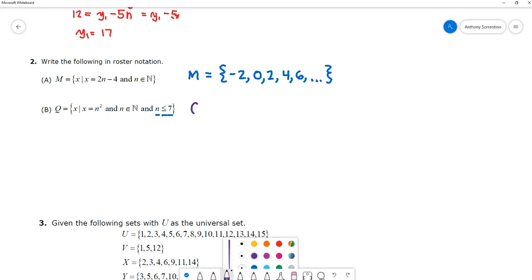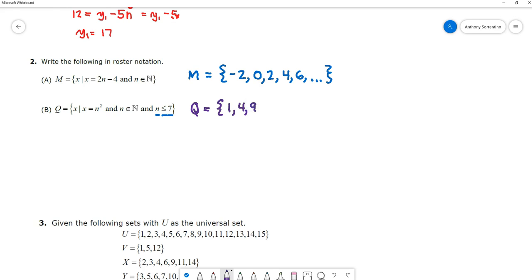For Q, same sort of deal here. We're going to start with the first natural number 1. So it says Q is made up of values of x, such that x equals n squared, where n is a natural number and it's less than or equal to 7. So the first number we would use is 1. 1 squared is 1. The next one would be 2, so 2 squared is 4. And so this would produce your perfect squares up to 7 squared.